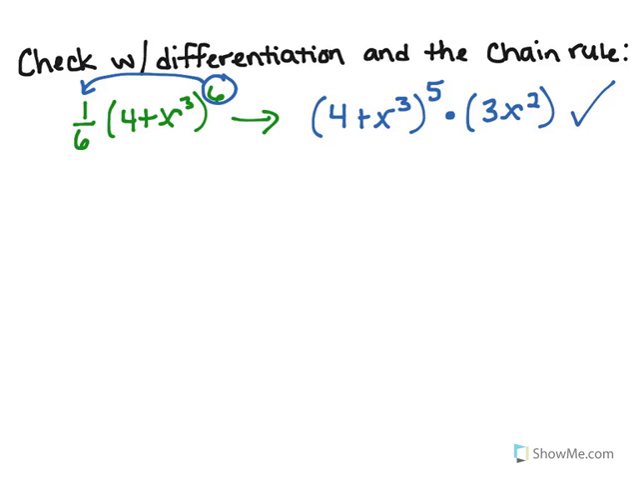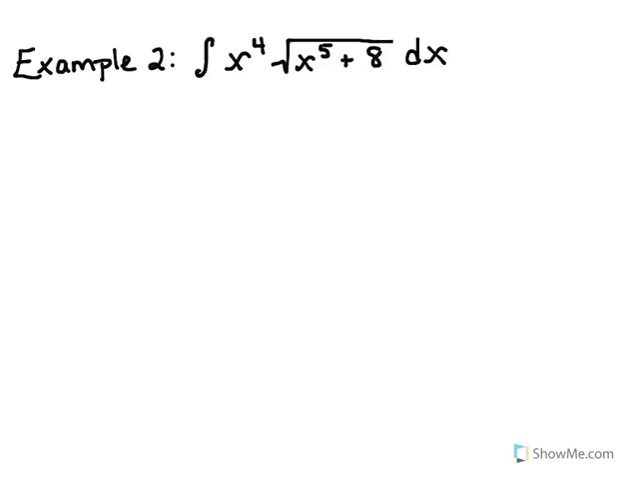Okay, so now moving on, a second example. We're going to find the antiderivative of x to the 4th times the square root of x to the 5th plus 8. So what do you think u should be? Now, since both pieces, so to speak, we've got a piece here and a piece here, they're both polynomials, so we want to go with the one with the bigger exponent. So we're going to say let u be equal to x to the 5th plus 8.